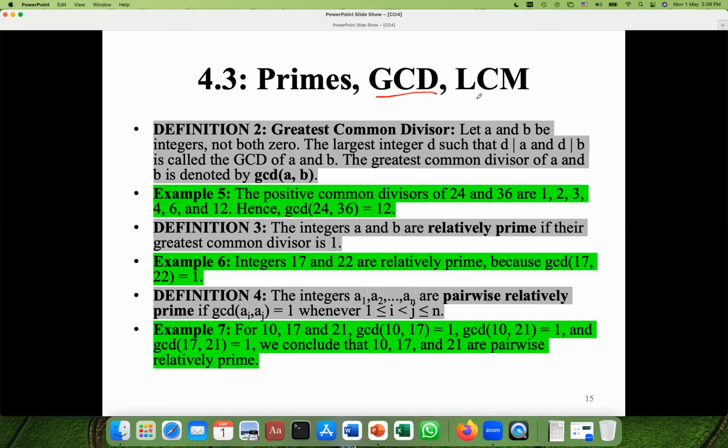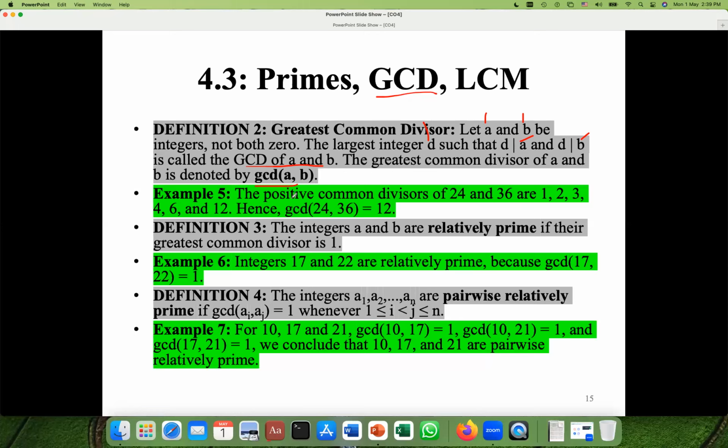So here, we will be given these 2 numbers, not both 0. So 0 numbers are not possible, okay? Only integers. And we have to find the largest integer d such that this d will divide a and this d will also divide b. If it happens, then this is called the GCD of a and b, and you can represent it as GCD(a, b) in mathematics as we are doing.